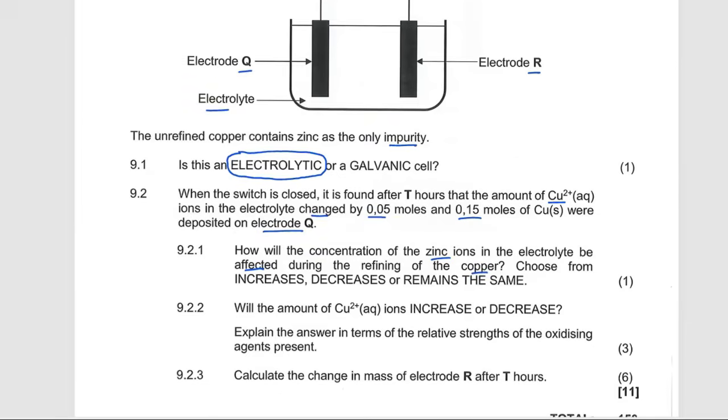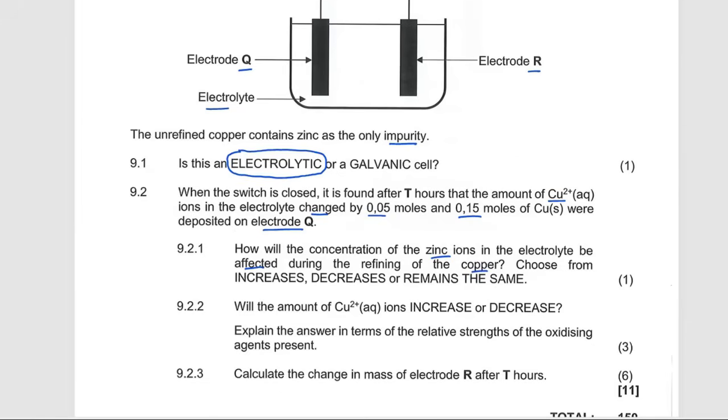So for 9.1.1 I'm going to say it increases. Then the reason behind it is that the zinc impurities oxidize at the anode. For an oxidation reaction, I'm going to have Zn going to Zn2+ plus 2 electrons. So it means the concentration of Zn2+ is going to increase. So that's the reason behind.